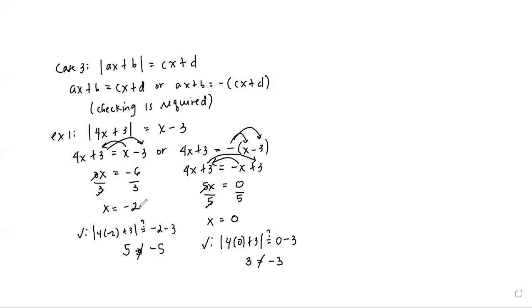So since both x equals negative 2 and x equals 0 are not part of the solution, then this problem has no solution.